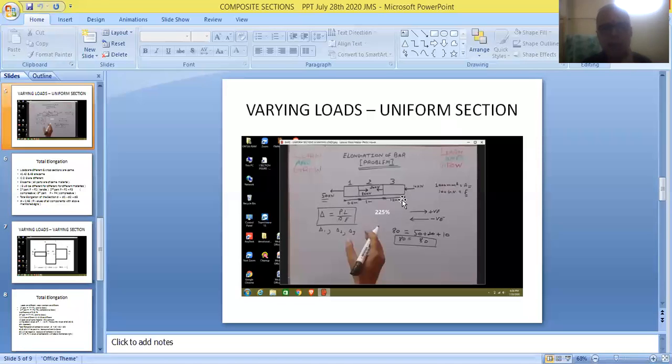And here, friends, look at the third component, and force is acting in this direction. That means it is subjected to compression. So therefore, DL3 value must be taken as a negative value. First, DL1, according to the configuration given in the figure, is subjected to tension, so DL1 must be taken as a positive value. Last one subjected to compression, so DL3 must be taken as a negative value.